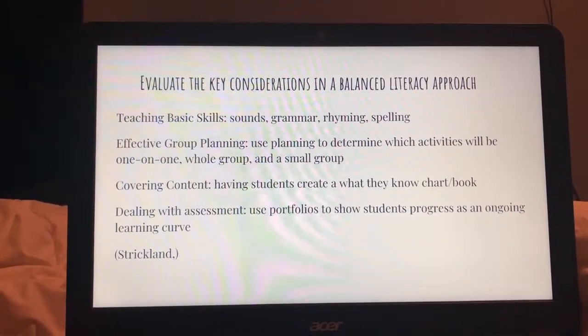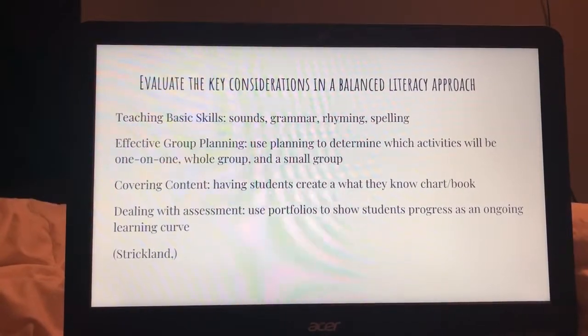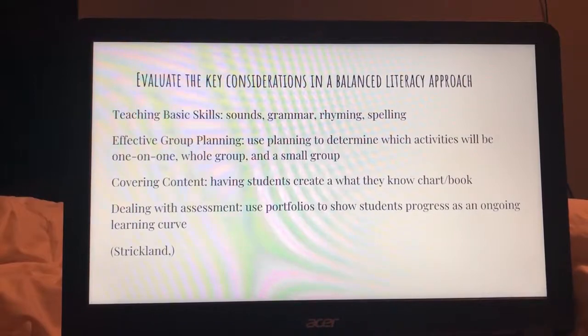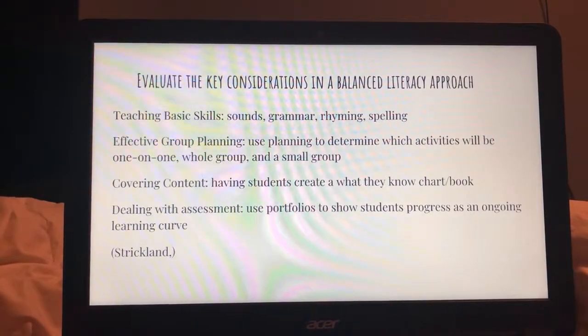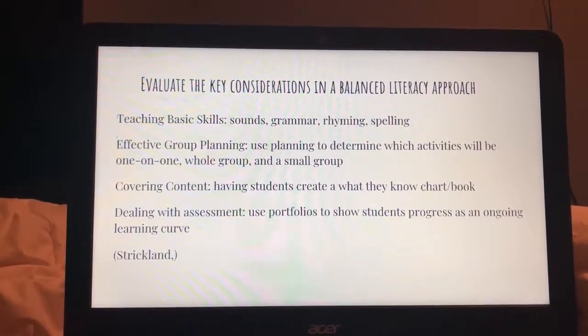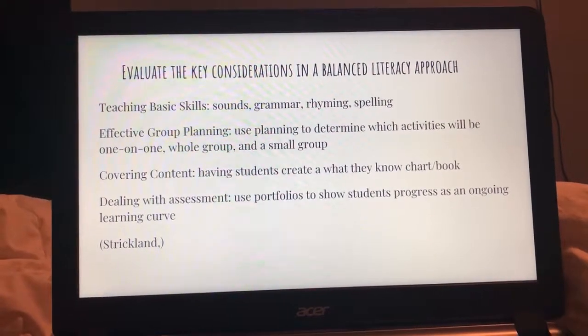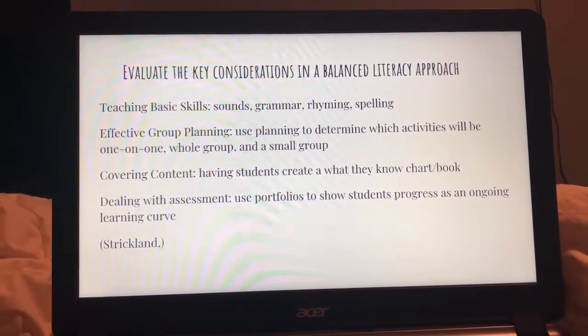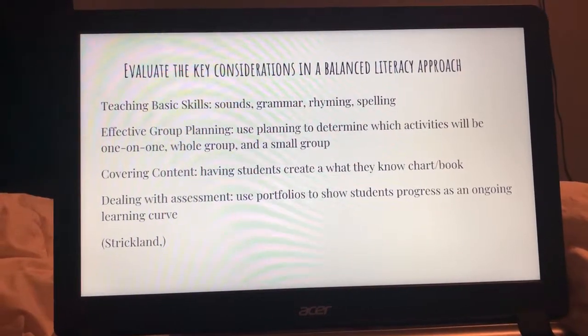The next component is dealing with assessment, using portfolios to show students' progress in an ongoing learning curve. As we know, we have the Common Core and all the testing that we do, but for parents, using portfolios, you can show them what the students have learned and that it is ongoing learning.